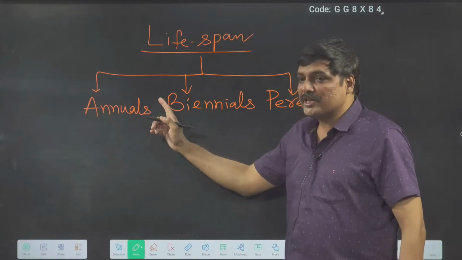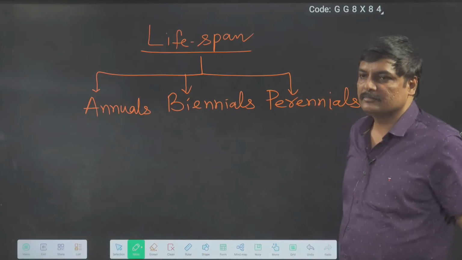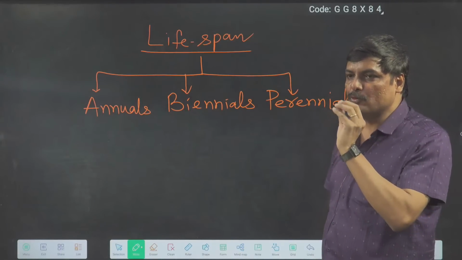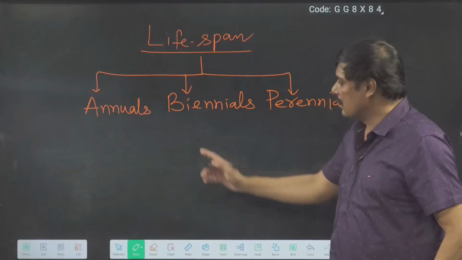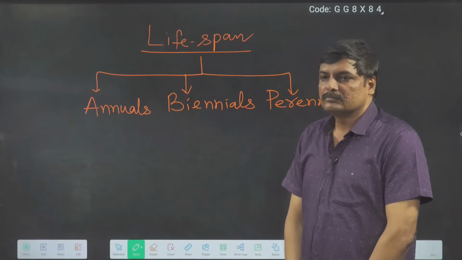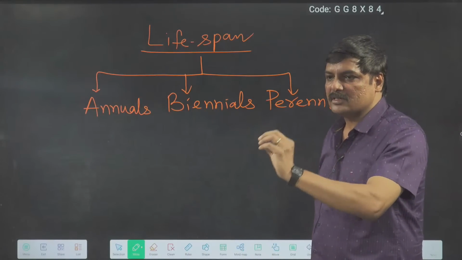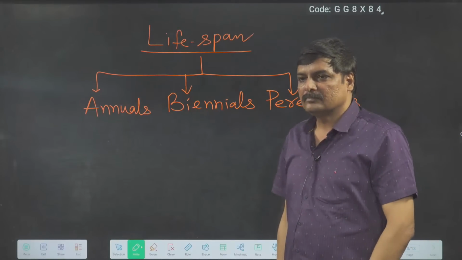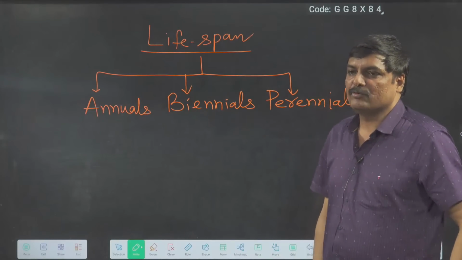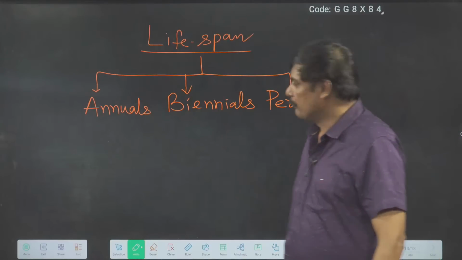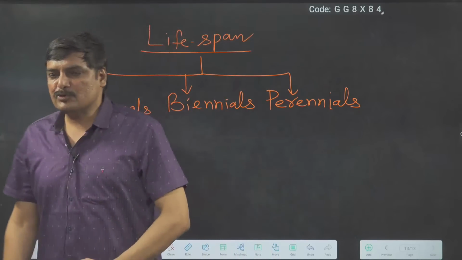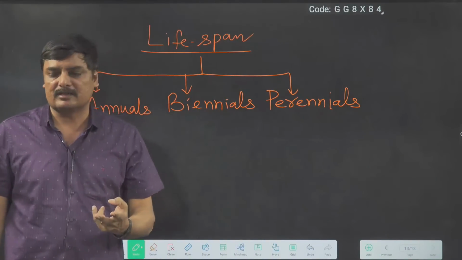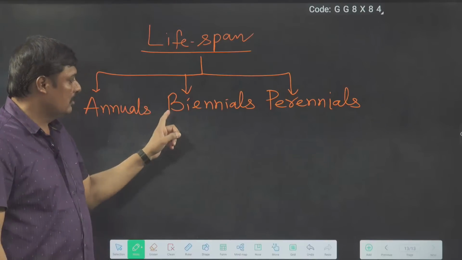The plants which complete their life cycle in one season of few weeks to few months are called annuals. For example, wheat is an annual, rice is an annual. Similarly, the plants which complete their life cycle in 2 seasons, that is more than 1 year, are called biennials.